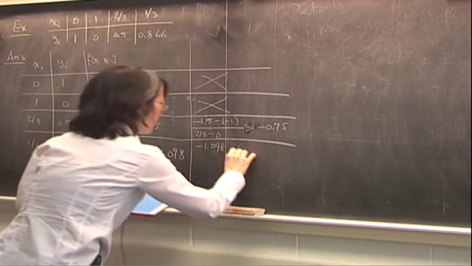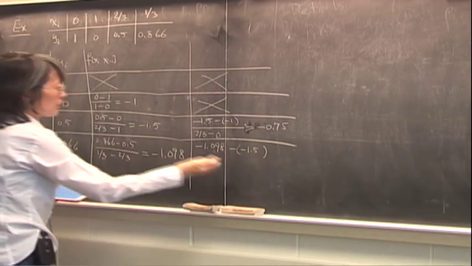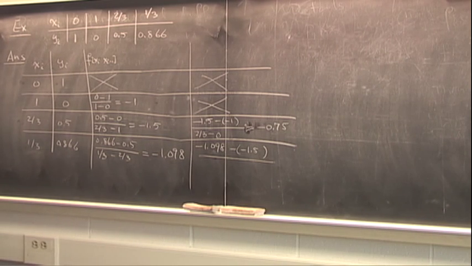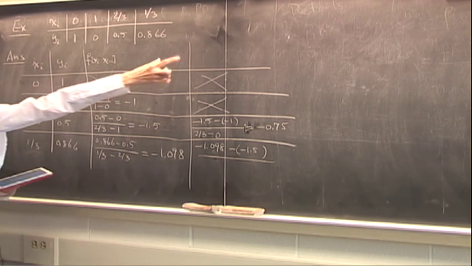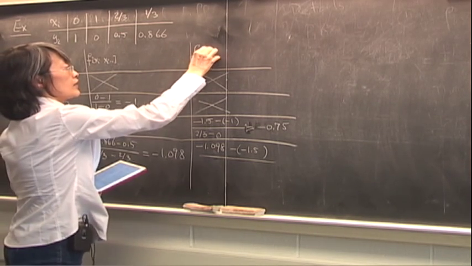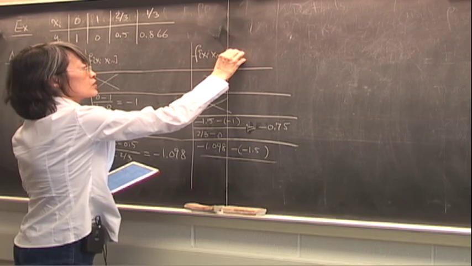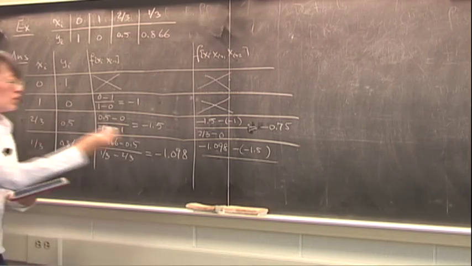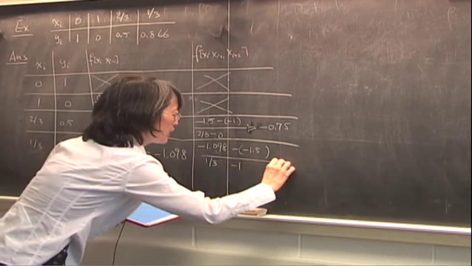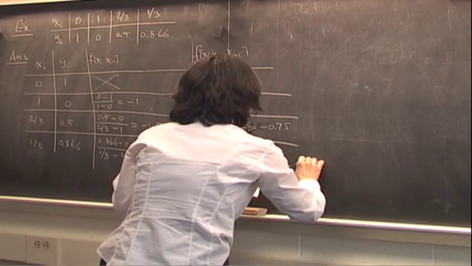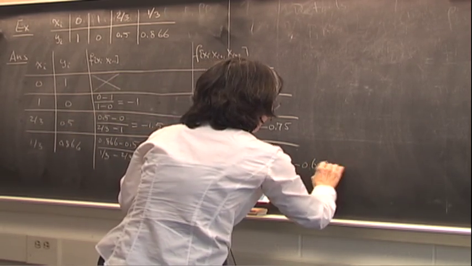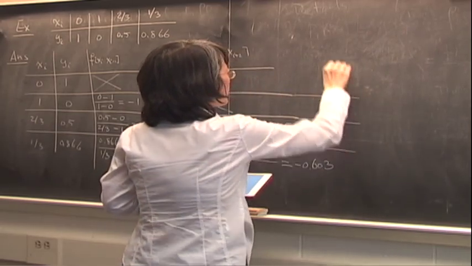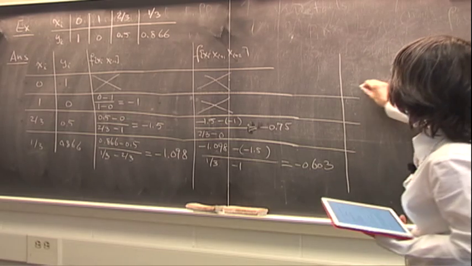Okay, so this one will be -1.098 minus -1.5, the 2 neighboring ones, divided by, what will be the denominator? It will be this one minus 1. Is that clear? Because that's f of xi plus 1, xi plus 2. So you need to skip 1 x, right? The last one minus the first. So 1/3 minus 1, and that gives me -0.603.